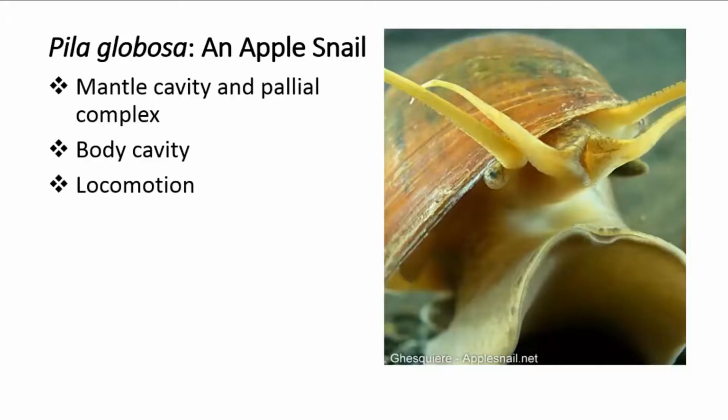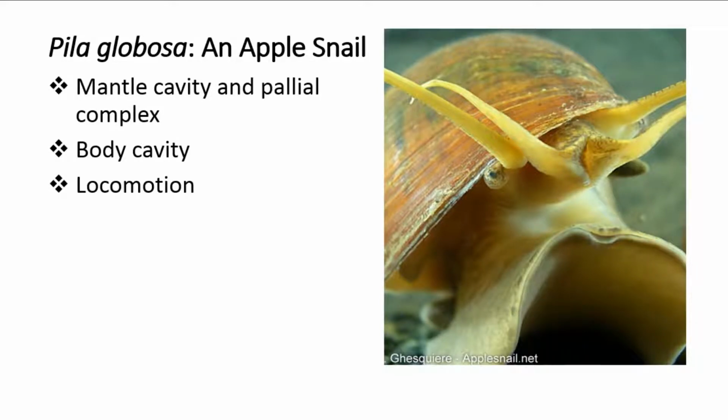Chapter name is Pila globosa. Genus is Pila, specific name is globosa, which means the scientific name is Pila globosa. Its general name is apple snail. Why apple snail? Because it has a globose shape like an apple. That is why it is called apple snail. Today we are dealing with the mantle cavity and pallial complex, body cavity and locomotion.